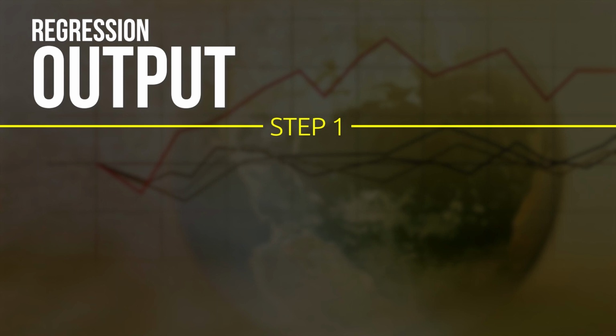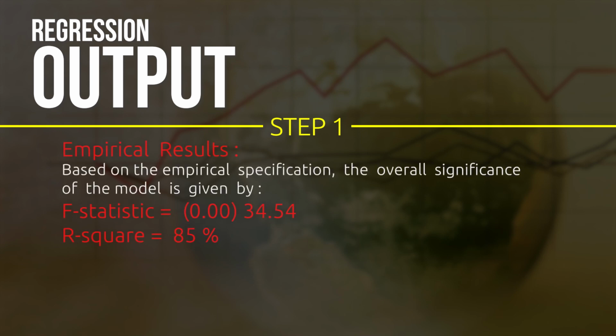So as we move on to the empirical results of step 1. In step 1, we observe that using 20 years of data on these two variables and running the OLS method, we get an F statistic of 34.54, and the p-value, or level of significance, is given within the bracket, which is 0.00. This level of significance is less than 0.05.